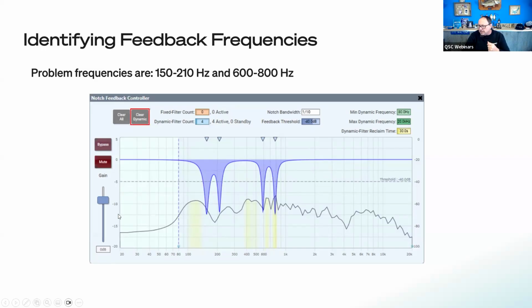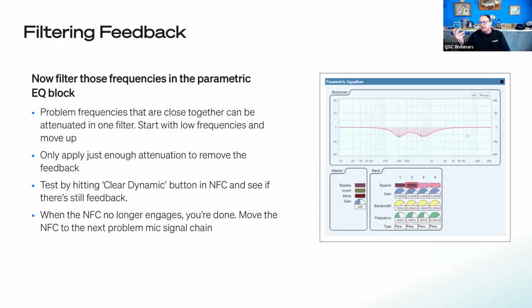You can see these notches are like 12 dB. So would we go over to our parametric and just start pulling that down? No, we wouldn't pull all the way down to 12 dB. We approach it in a gentler manner. We're going to filter the frequencies in the parametric EQ block. We're going to start first with problem frequencies that are close together, like that 180 and the 210. Let's just put one little filter between that, and drag it down just a little bit.